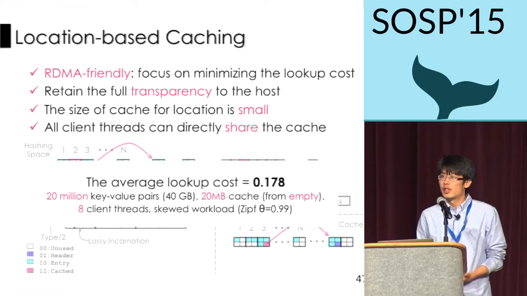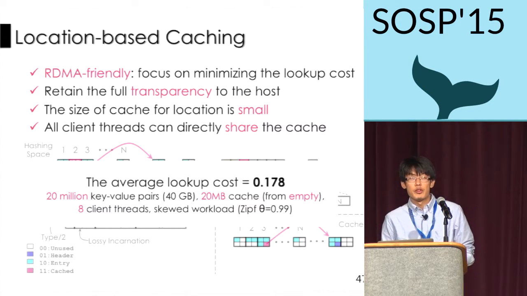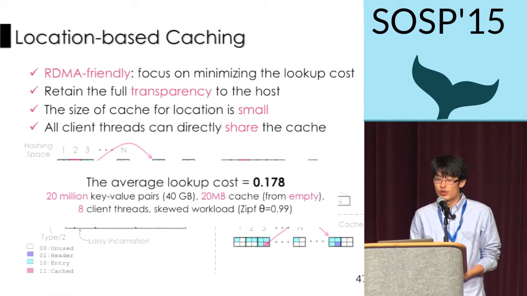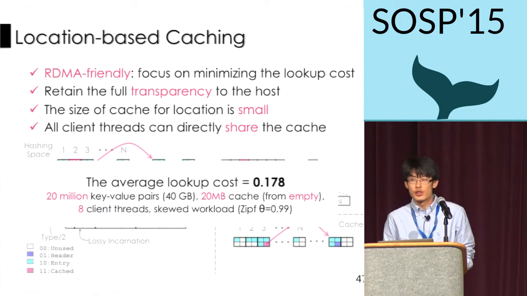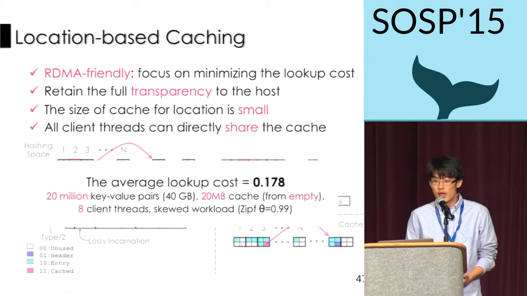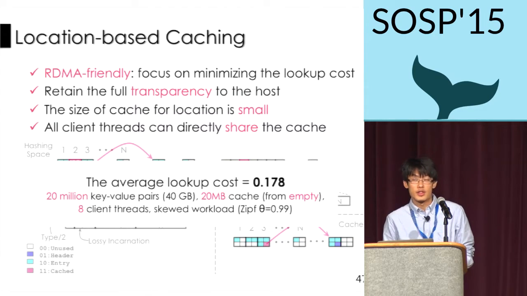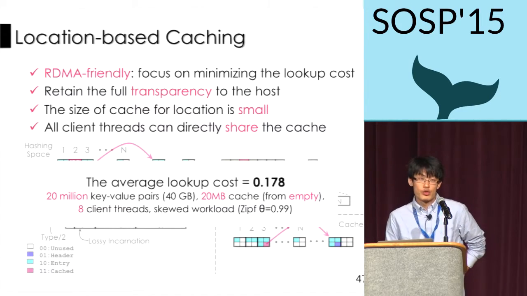Our cache size is very small since we only cache the location of each data record. And it can be shared among all the worker threads at the same machine so that it can be filled really quickly. In our micro benchmark, we show that the average lookup cost is 0.178 for a skewed workload. We use a 20 megabyte cache starting from empty, which shows that our cache scheme is really efficient.